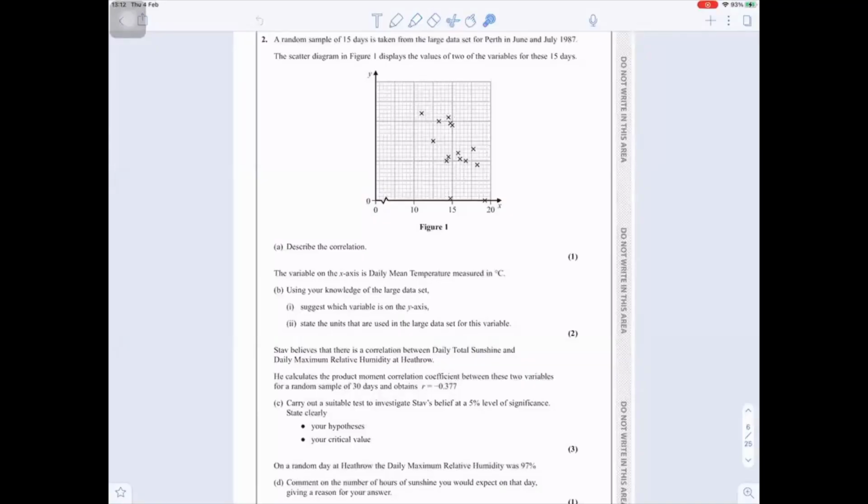For part C, Starkey believes that there is a correlation between daily total sunshine and daily maximum relative humidity at Heathrow. He calculates the product moment correlation coefficient between these two variables for a random sample of 30 days and obtains r equals minus 0.377. Carry out a suitable test to investigate Starkey's belief at a 5% level of significance. State clearly your hypotheses and your critical value.